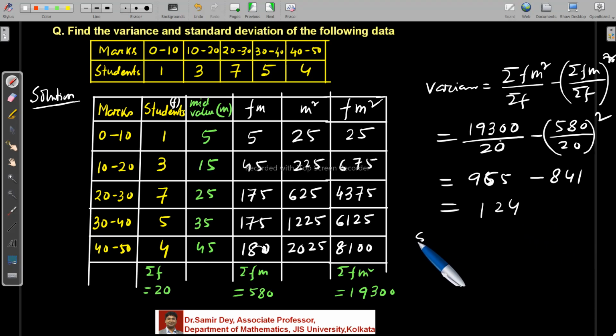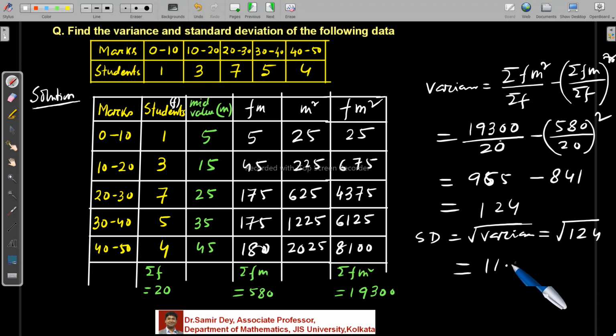Now if I want to calculate the standard deviation, ultimately it is the square root of the variance, the square root of 124, and the value is coming 11.135. So this is the process if I have group data with frequency.